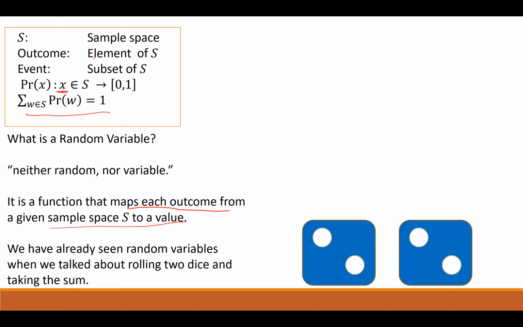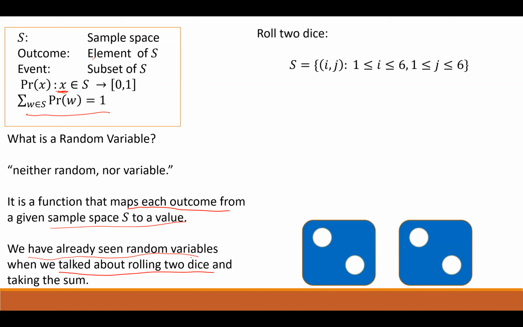But essentially, we've already seen random variables. So when we talked about rolling two dice and taking the sum, what we did implicitly is we defined a random variable that mapped an outcome. So if I roll 2 dice, this is what my sample space looks like. My outcome is a pair of numbers, I, J, where I is the value of the first roll and J is the value of the second roll.